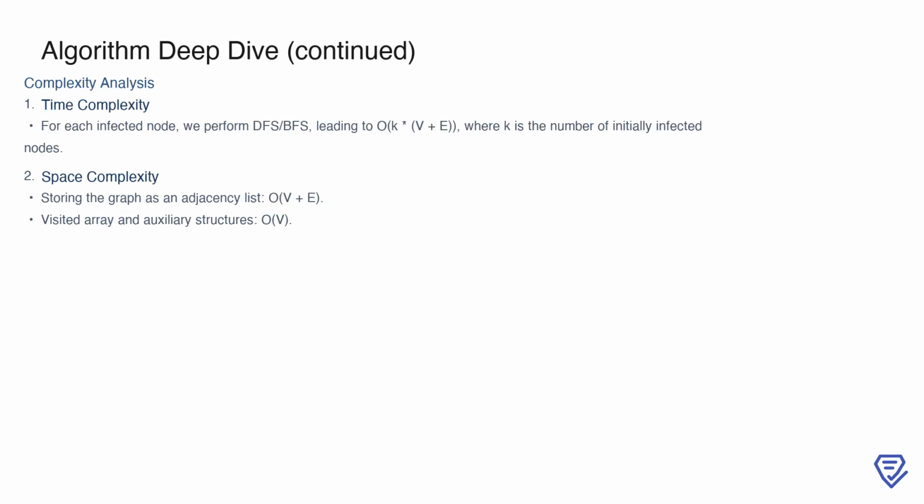Let's analyze the overall complexity of the brute force approach. For each infected node, we perform a graph traversal using DFS or BFS to recalculate the connected components. This results in a time complexity of O(K * (V + E)), where K is the number of initially infected nodes. As for space complexity, representing the graph as an adjacency list requires O(V + E) space. Additionally, we use a visited array and other auxiliary structures, which take up O(V) space. While this approach is computationally intensive, it ensures that we find the optimal solution by evaluating every possible removal.